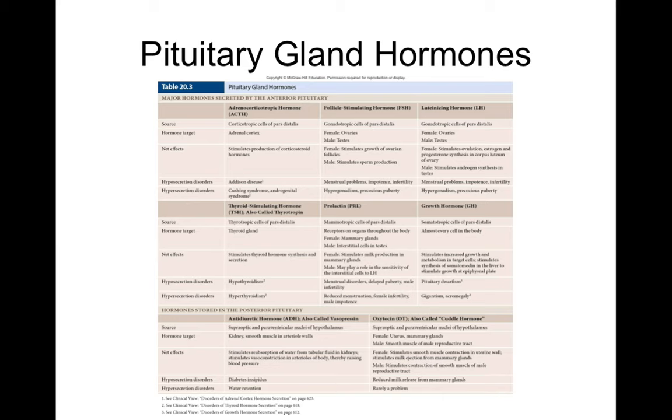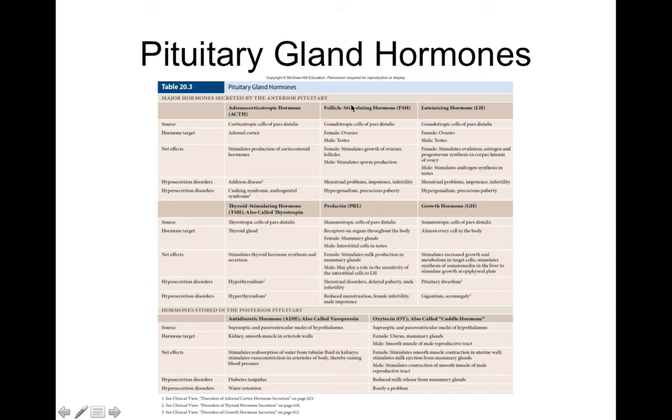So if you don't have enough ACTH, so if you have hyposecretion of ACTH, then you can't stimulate the adrenal cortex to release its hormones, so you have adrenocortical insufficiency, that's Addison's disease, okay? Or if you have hypersecretion of ACTH, then you get way too many hormones being released by the adrenal cortex, and that leads to Cushing's syndrome, okay?